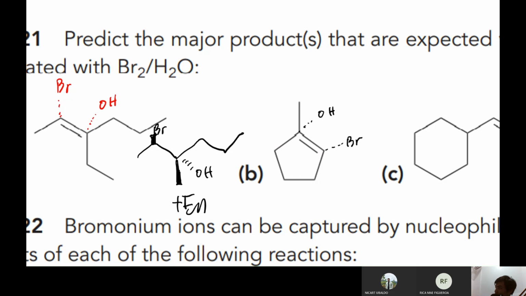Suppose my Br is forward, wedged. That makes my OH dashed, and that will push this methyl group forward. So the final drawing would be this, plus the enantiomer. Okay? So that's it.